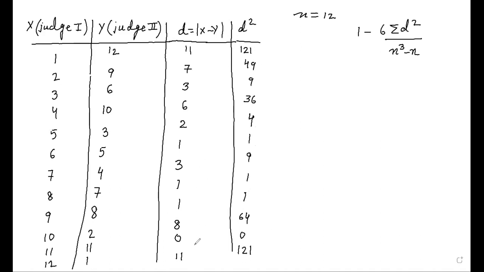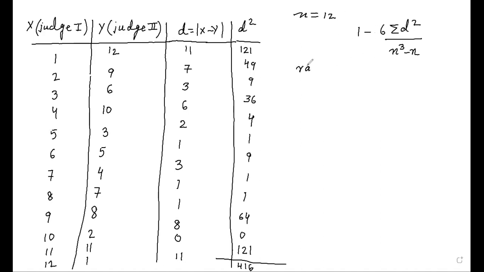So we have got d square. Now, if you sum this up, you will get summation d square as 416. You can check it out. So we have got all the entries required for our formula.